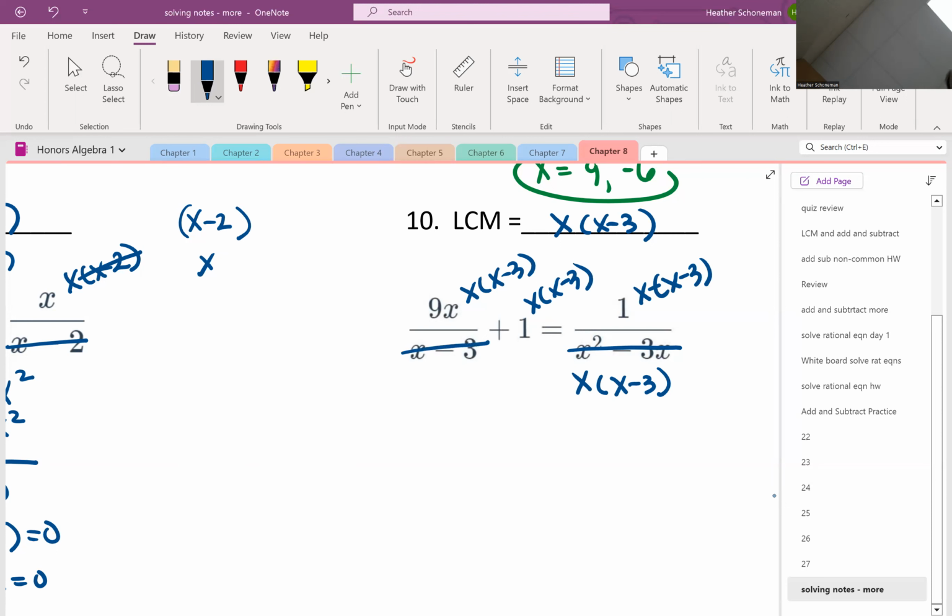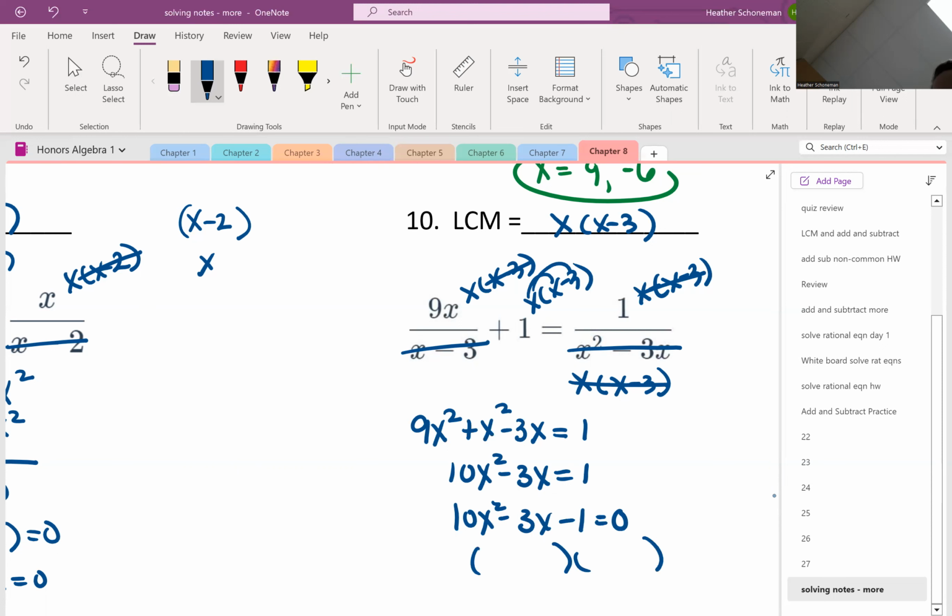So on the first fraction, the x minus 3 cancels, so I have 9x times x, which is 9x squared. Here, nothing cancels, so I have to multiply 1 times x minus 3. Well, 1 times x is just x, and now I'll just distribute the x. So that gives me x squared minus 3x. Here, everything cancels, and I just get 1. Okay, combine like terms first.